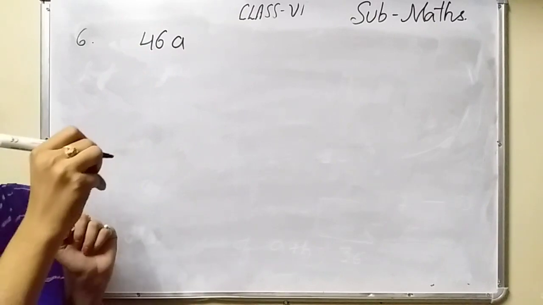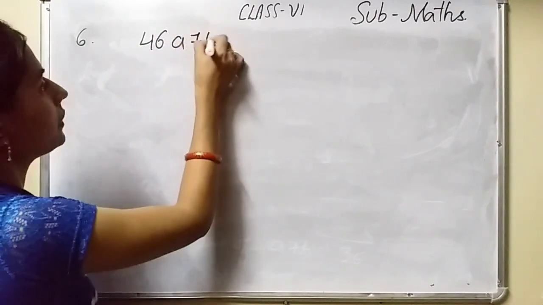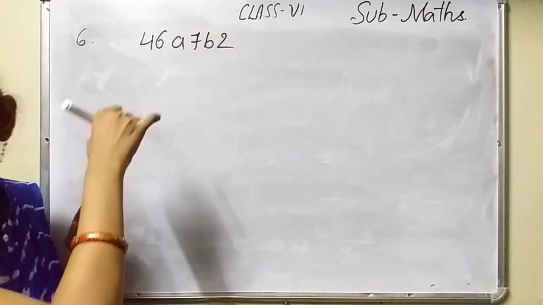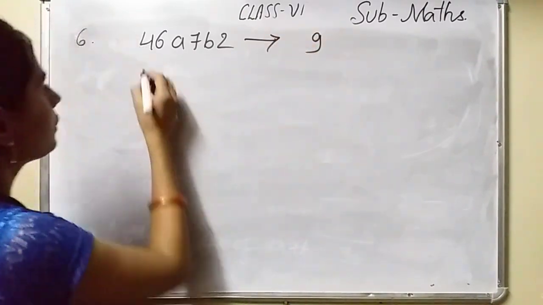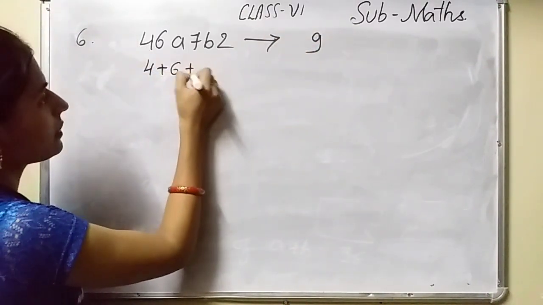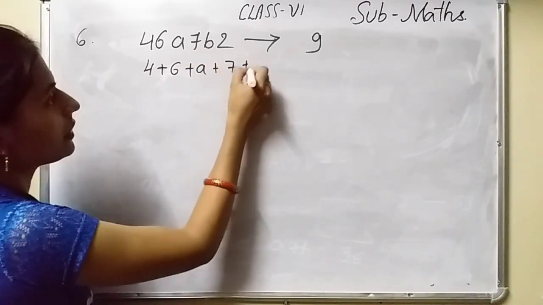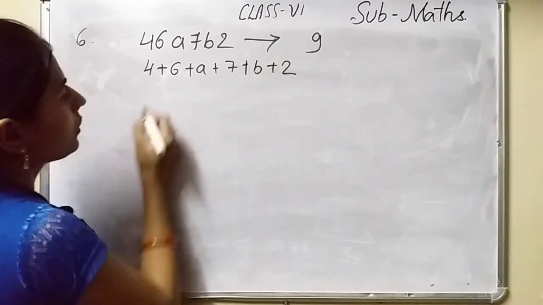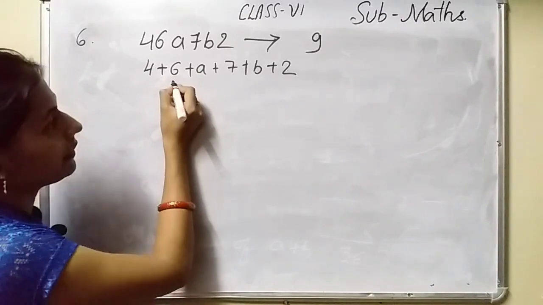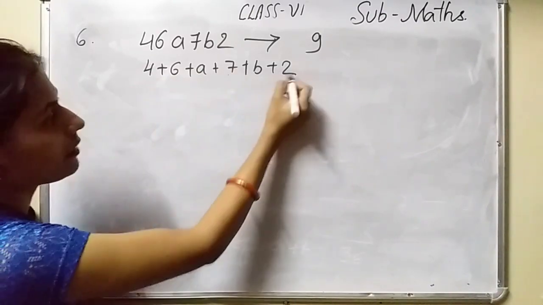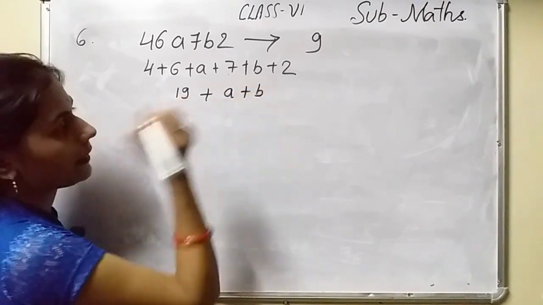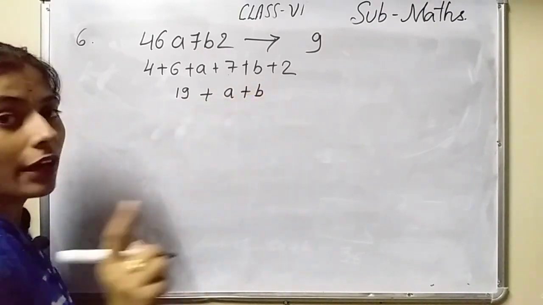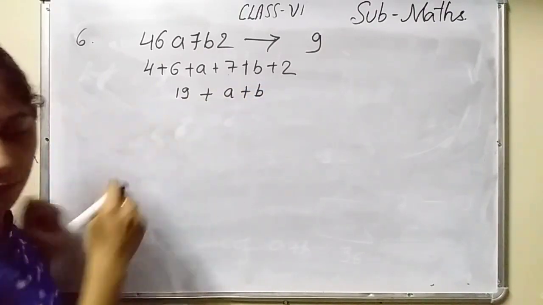46A7B2. So we have to check whether this is divisible by 9 or not. So see, 4 plus 6 plus A plus 7 plus B plus 2. So 6 plus 4 is 10, 10 plus 7 is 17, 17 plus 2 is 19, plus A plus B. Okay, now first of all we have to find the least number.